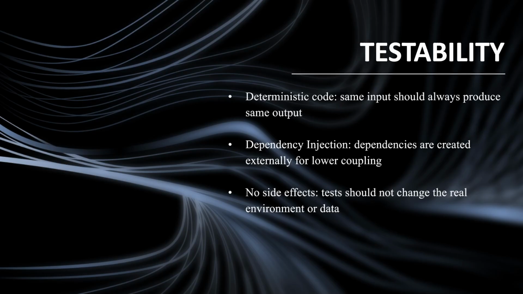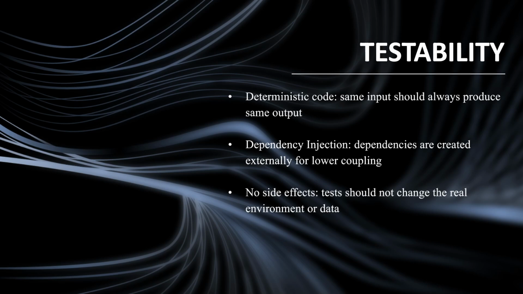Dependency injection means the code gets its dependencies from the outside instead of creating them internally. This matters because if your code creates its own database connection internally, it's hard to replace that database with a test version. But if the dependency is injected, you can swap it with a mock or stub in unit tests.